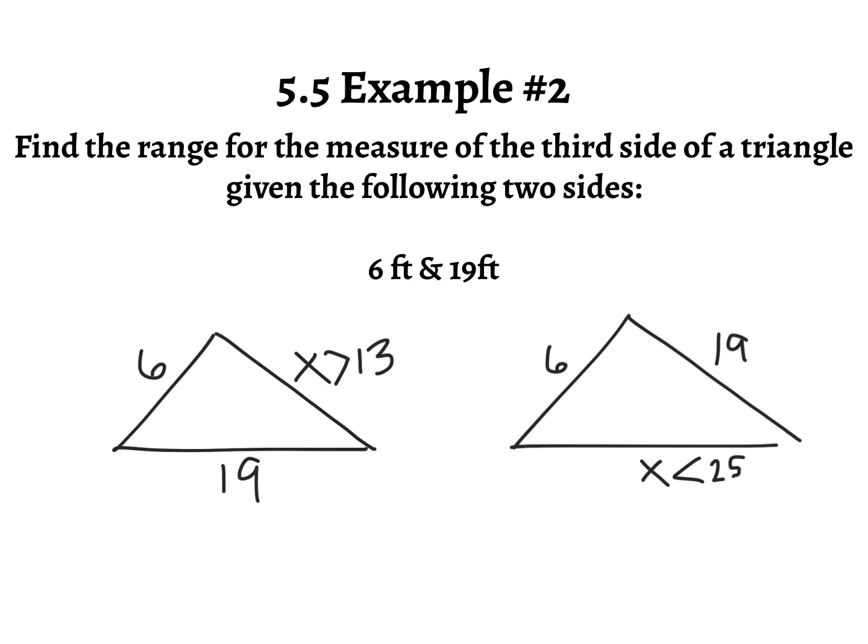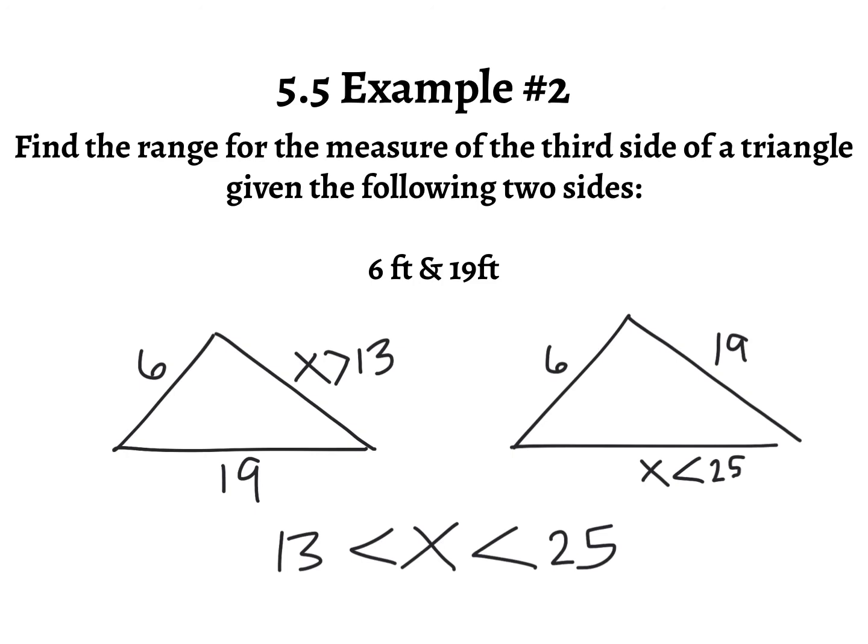So x can be any value greater than 13 and at the same time less than 25. The third side that's missing can be anything between 13 feet and 25 feet. How do we find this range of values, right? I mean, we can plug them all in, 14, 15, 16, 17, all the way to 24, and they would all work as part of the inequality theorem.